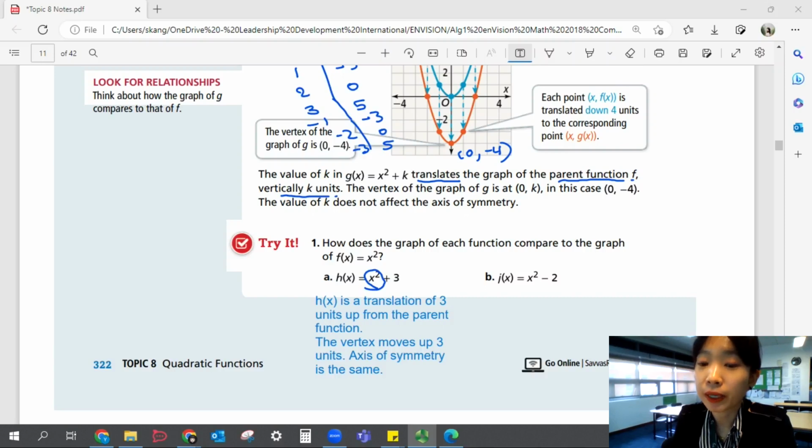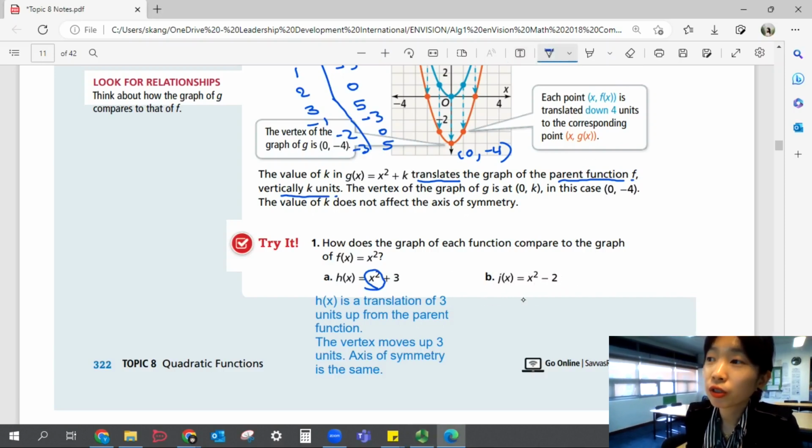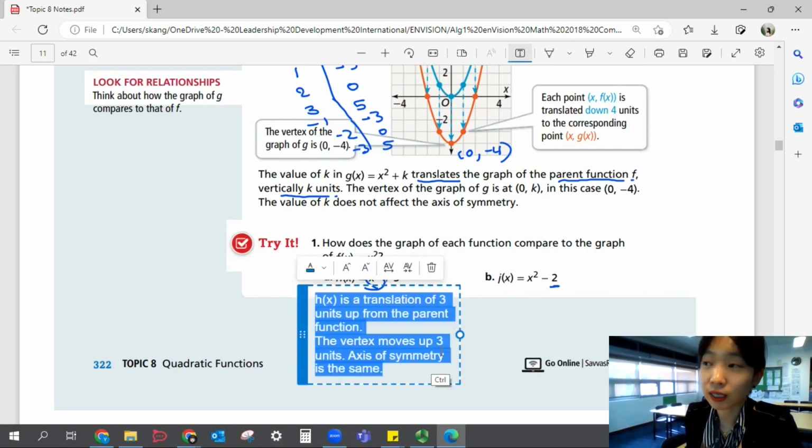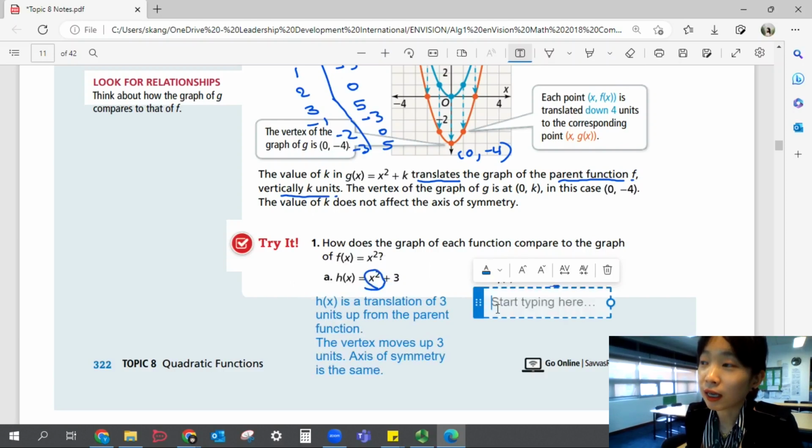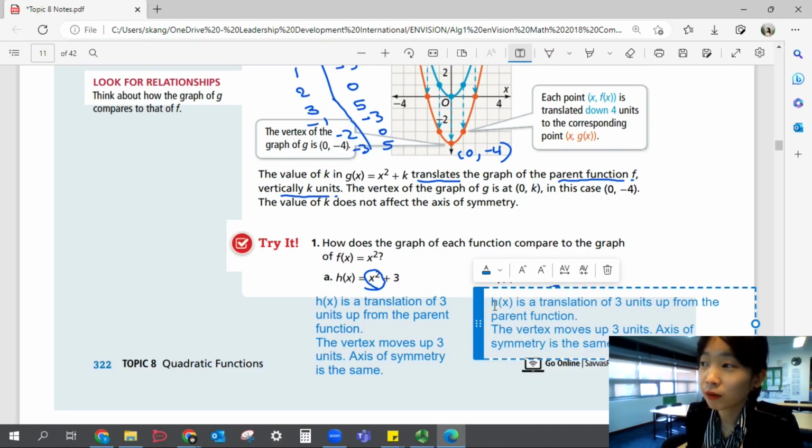What about part B? j of x is a translation of how many units? 2 units. Is it up or down? It's negative, so it's going down from the parent function. The vertex moves down 2 units, the axis of symmetry is the same. Okay?